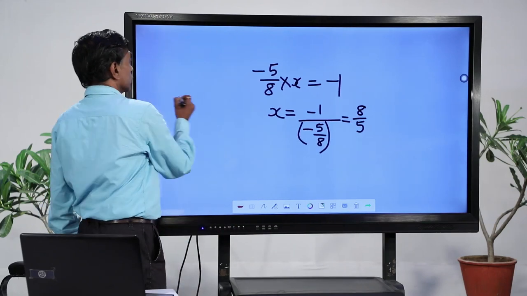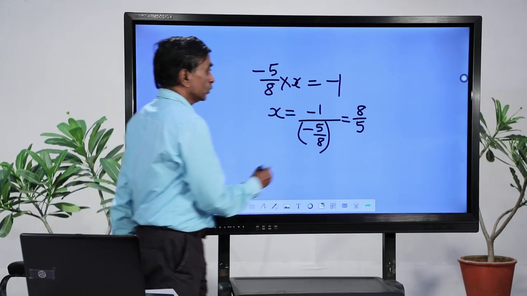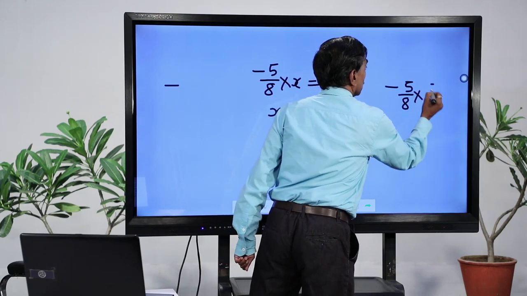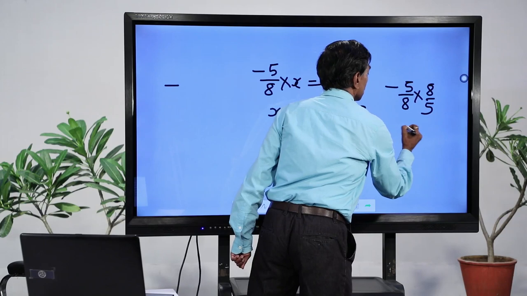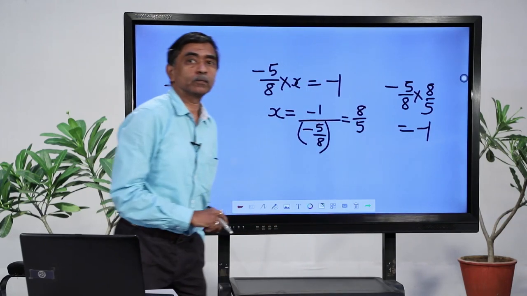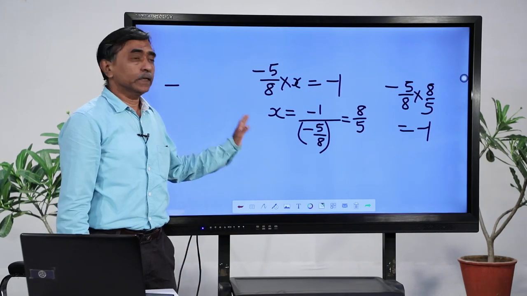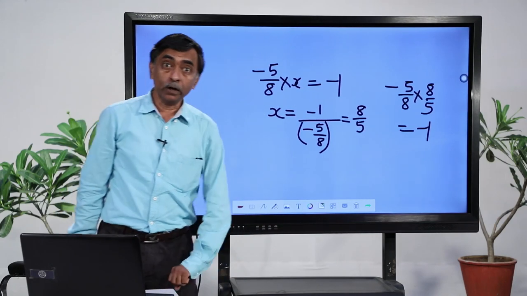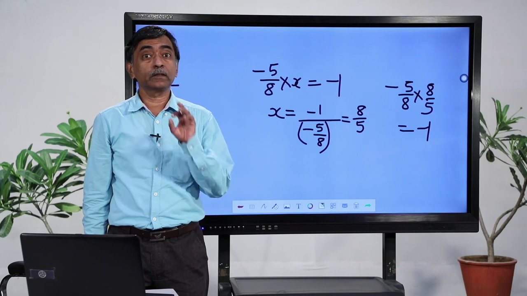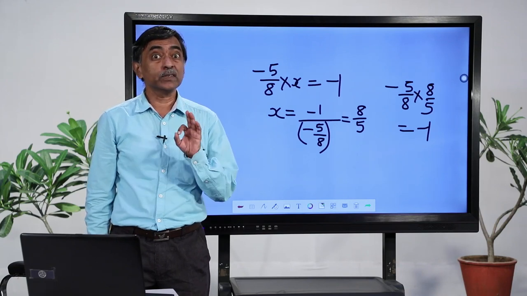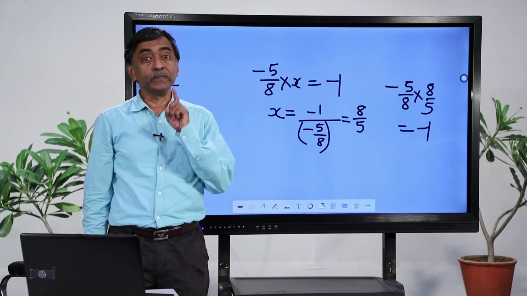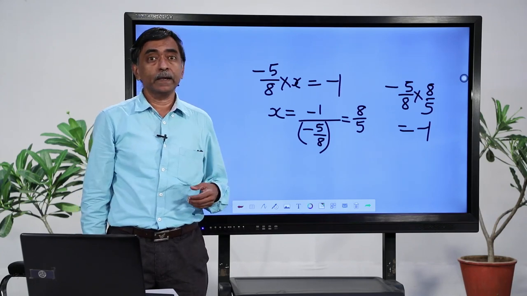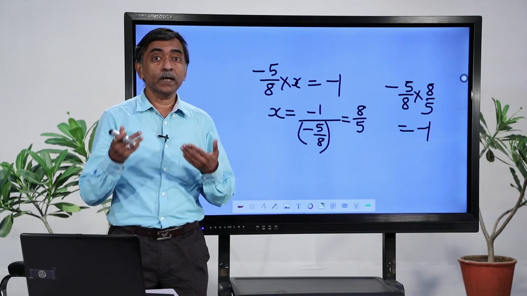I should multiply this minus 5 by 8 by 8 by 5, and you can find that this is nothing but minus 1. So, multiplication of this number by 8 by 5, but in order to do that, you have to look at the two things that are important here. One is the nearest integer that you can find by using the number line, and the other thing is which particular number should we take.